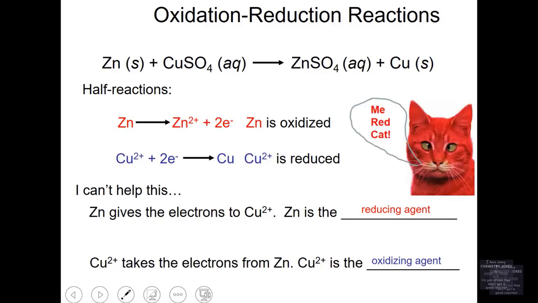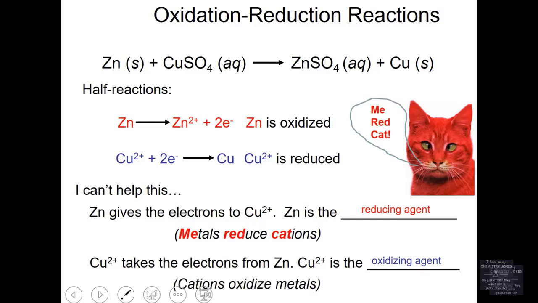There's another little, not acronym, but another little phrase that sometimes helps students remember things. MERCAT, as in metals reduce cations. Metals give electrons to cations, and cations take electrons from metals. Cations oxidize metals. We'll say it that way a few times.